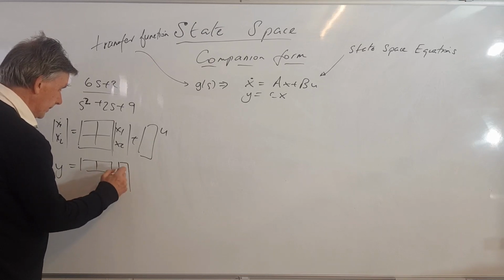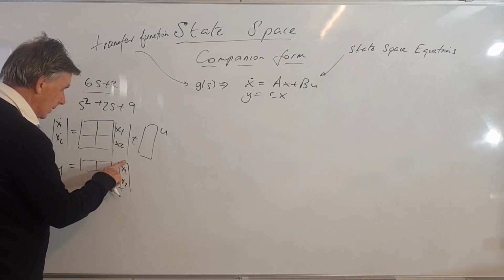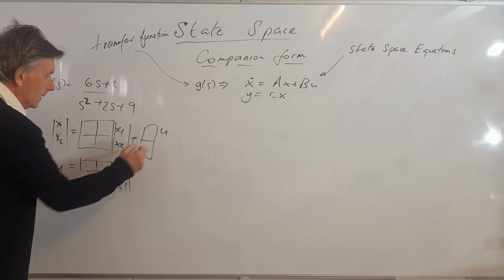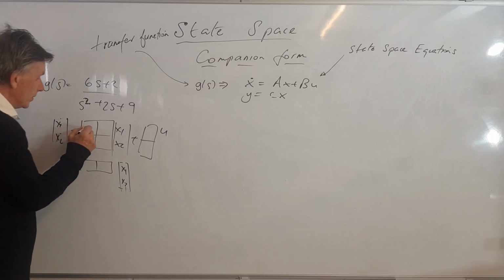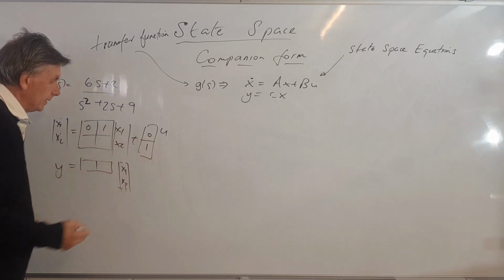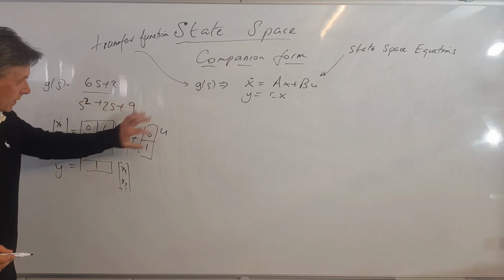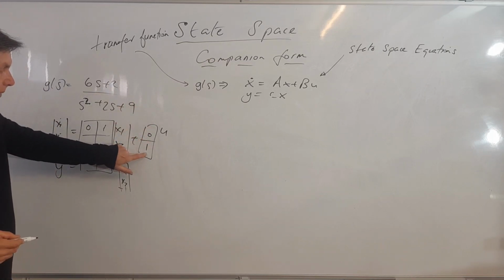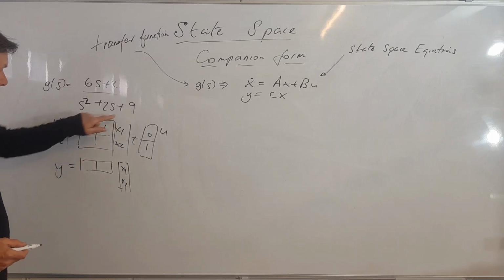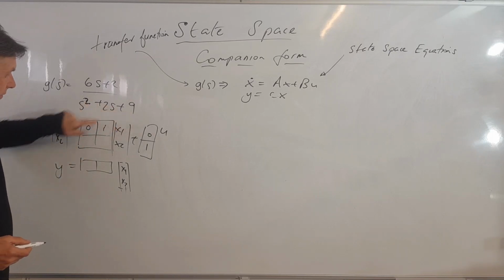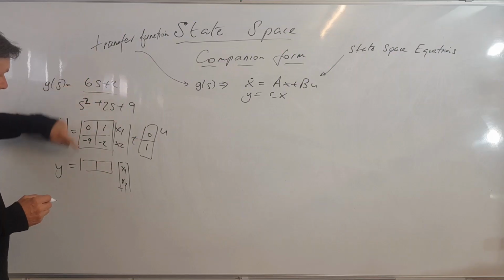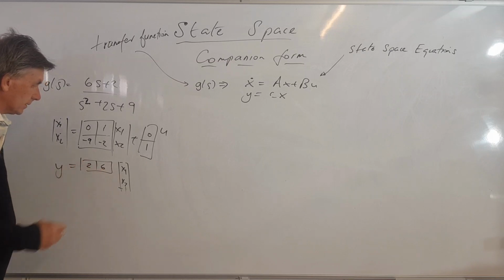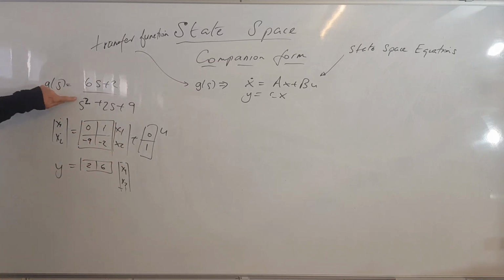equals a matrix times x1, x2. Now, what we've got to do is put some numbers in here. In companion form, we fill this with zeros, put a 1 off the diagonal and put a 1 in the bottom row. We then put these denominator numbers in reverse order with negative signs, so it's minus 9, minus 2. And then the numerator numbers go in reverse order here, 2 and 6.